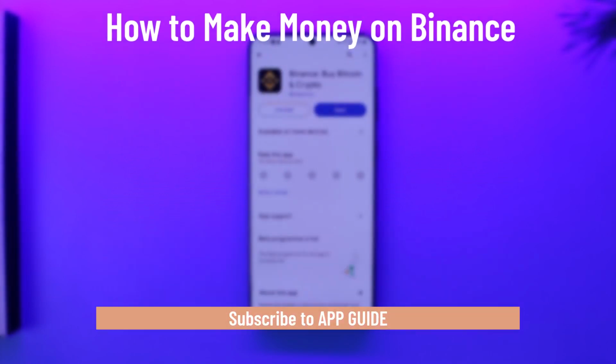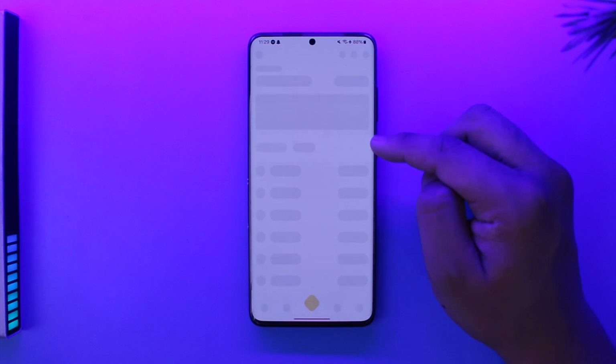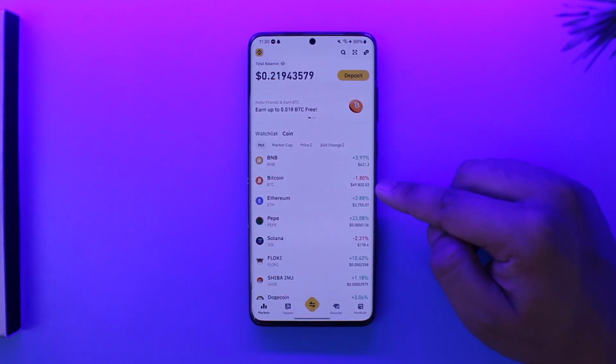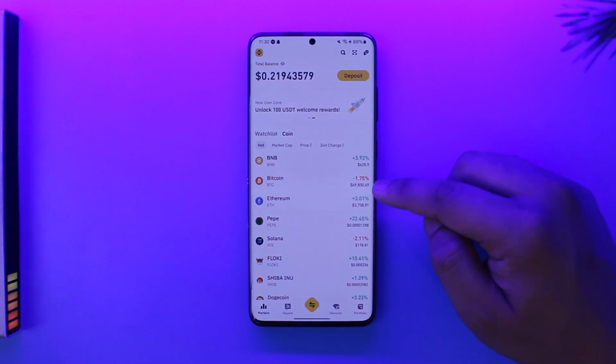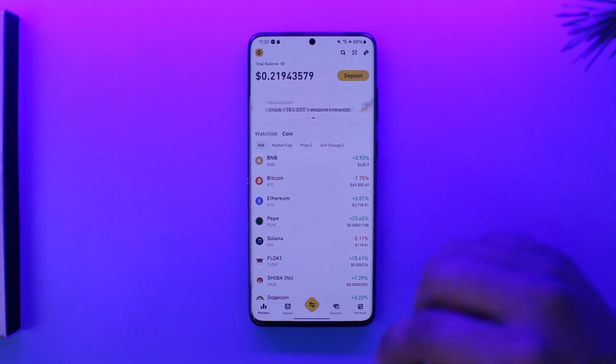In today's video I'm going to guide you through the steps on how you can make money on Binance, so make sure to watch the video till the end. Making money on Binance simply means trading for profit. Trading means today, let's say you can see the value of Bitcoin has decreased by minus 1.8%. So tomorrow, if I actually sell this, because today I buy for a low price, tomorrow the value increases and then I sell it, I make money with the profit earned.